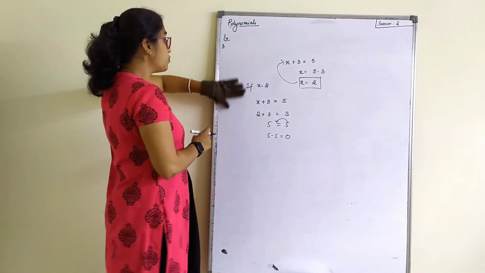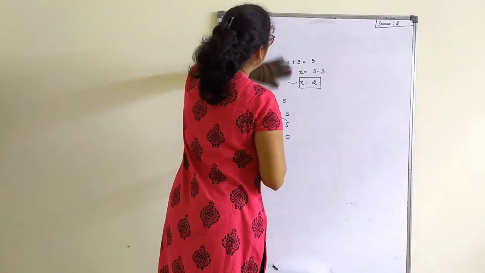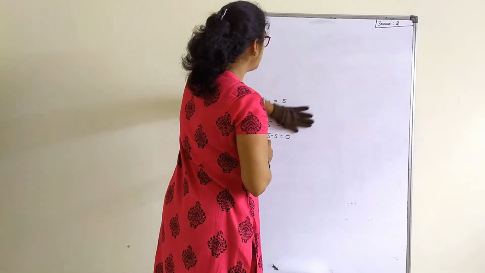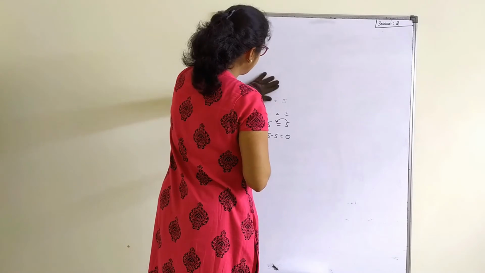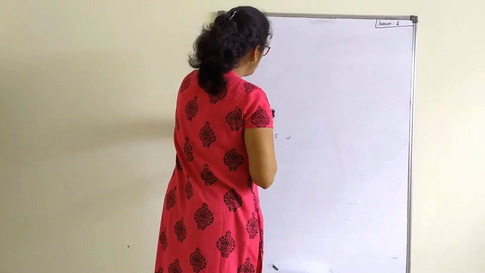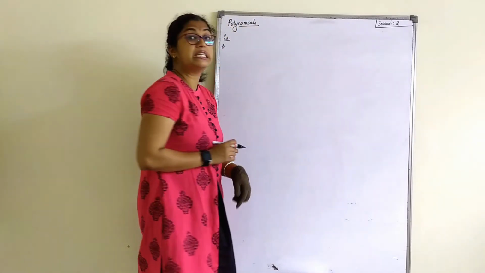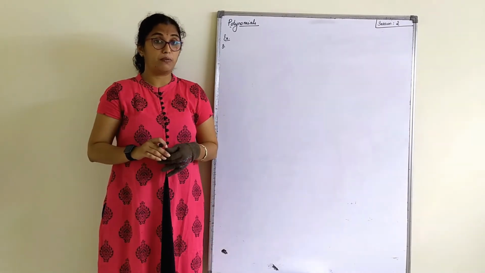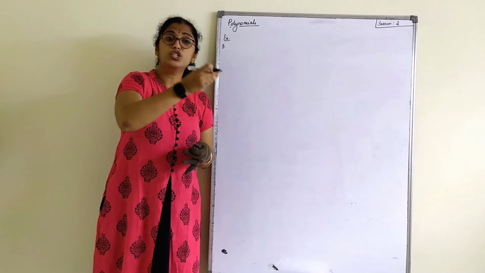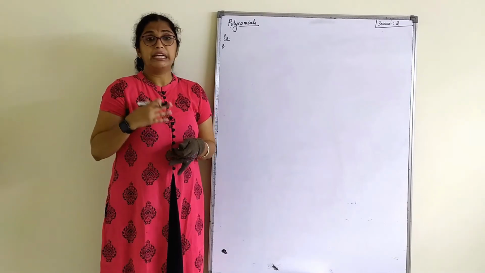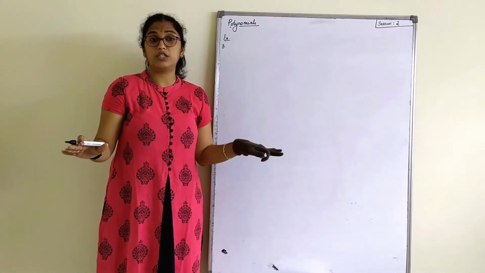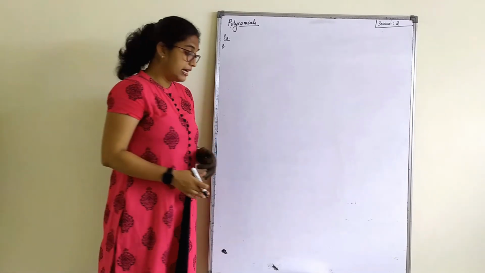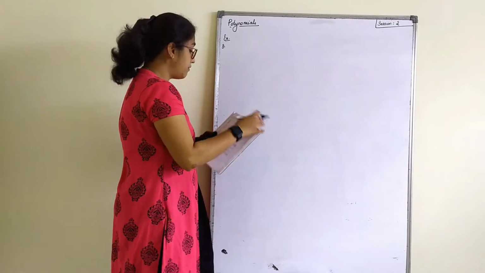So, in this question, if they have asked you to check whether the given value is a 0 of the polynomial, that means you need to get the answer as 0. Only then it is the 0 of the polynomial, nothing but the solution of the polynomial. If you do not get 0, it is not the solution, that is, not a 0 of the polynomial. As simple as that. So let's start solving.